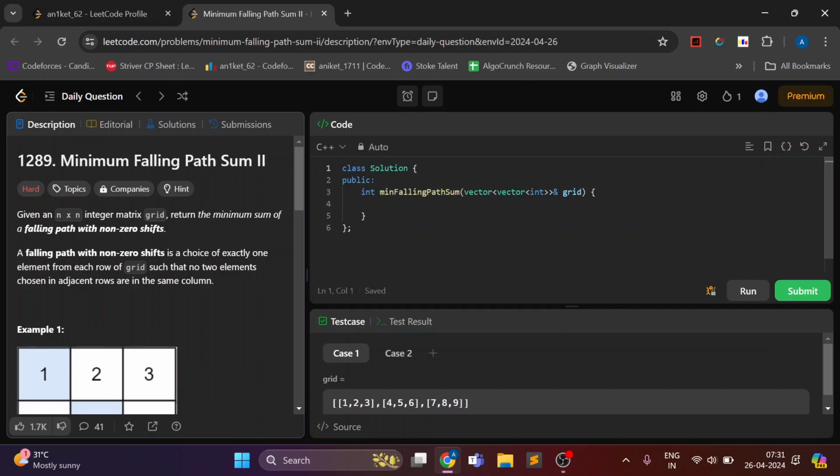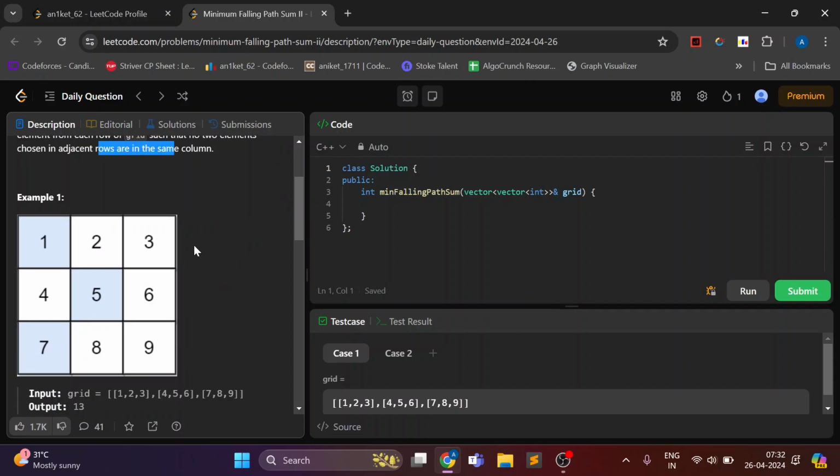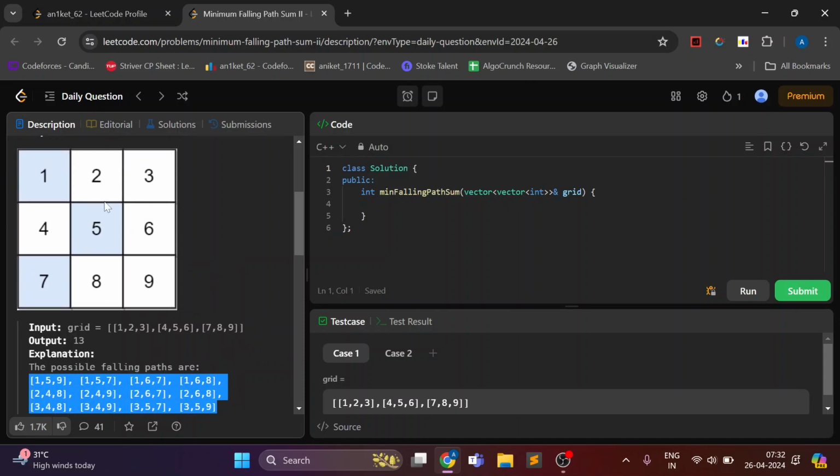Okay, this looks interesting. So in this question we are given an n by n integer matrix. The minimum sum of a falling path with non-zero shifts is a choice of exactly one element from each row of the grid such that elements in adjacent rows are not in the same column. 1 5 7. So these are all the possible choices. 3 5 9, 3 5 7.